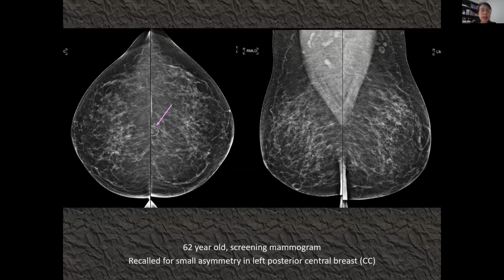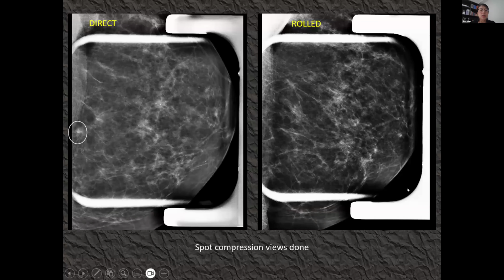And there is a small asymmetry in the posterior central left breast, as denoted by the pink arrow. It's very tiny. It's only seen on the CC view. It cannot be seen on the MLO view. So we called her back. For this patient, we did not opt for DBT. We opted for spot compression views.